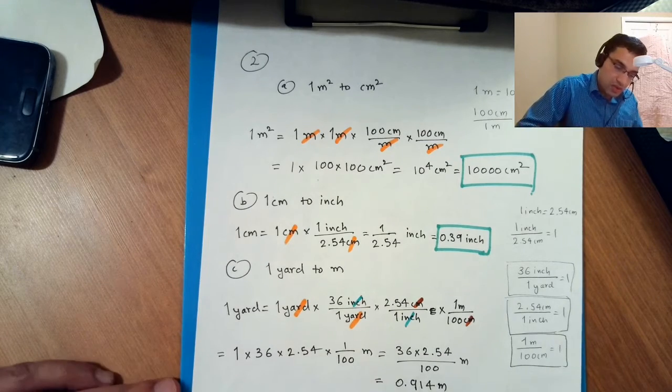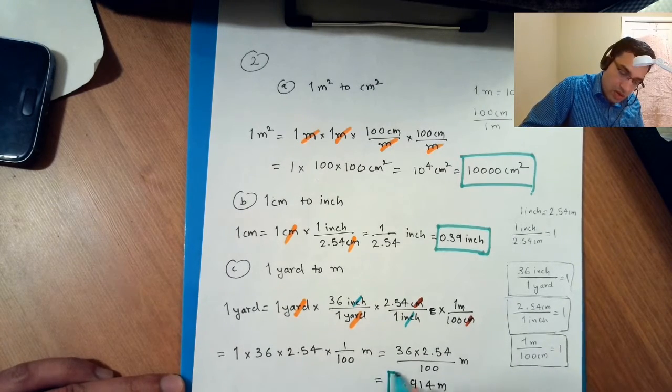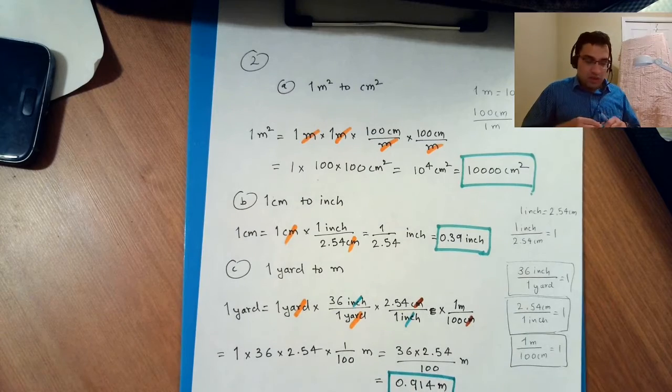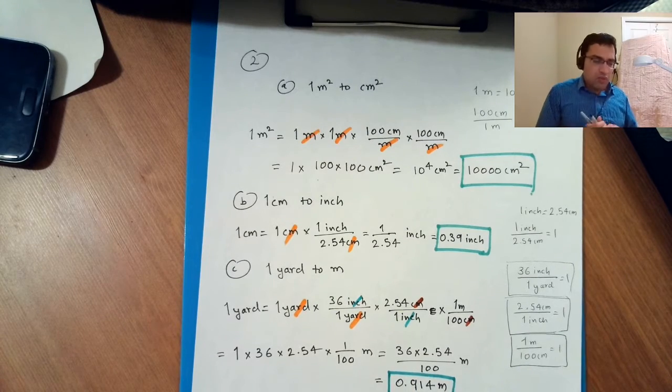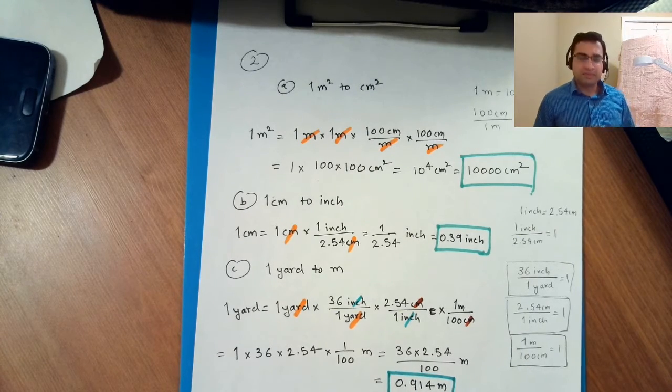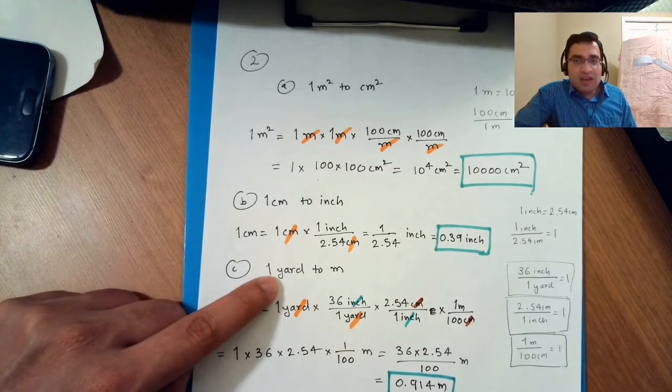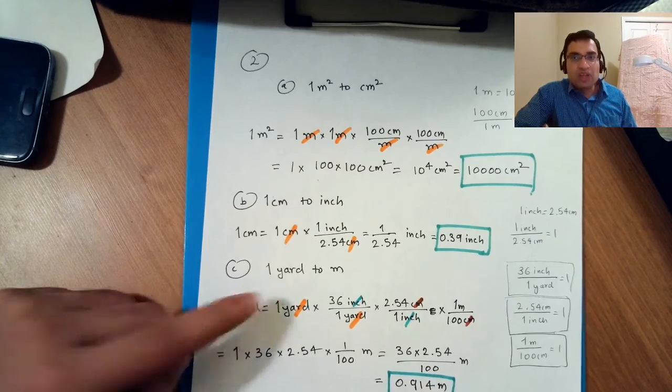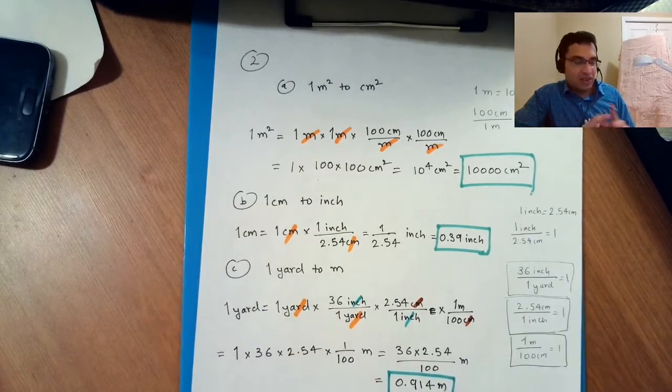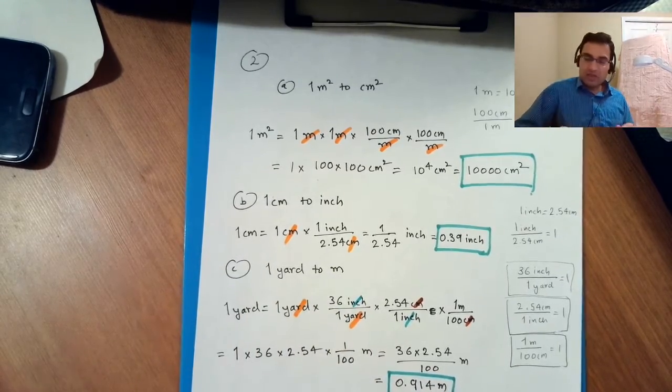There you go. That's how you convert a yard to a meter. So what is bigger, 1 yard or 1 meter? Looking at this, what do you think? See, 1 yard is not quite a meter. It's smaller than a meter, right? So a meter is bigger, right? This is how you can interpret this result.